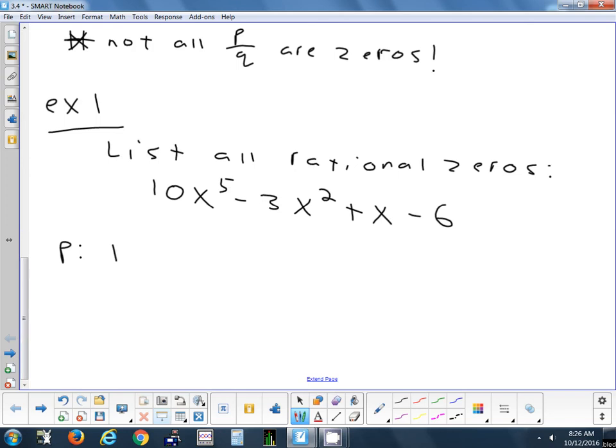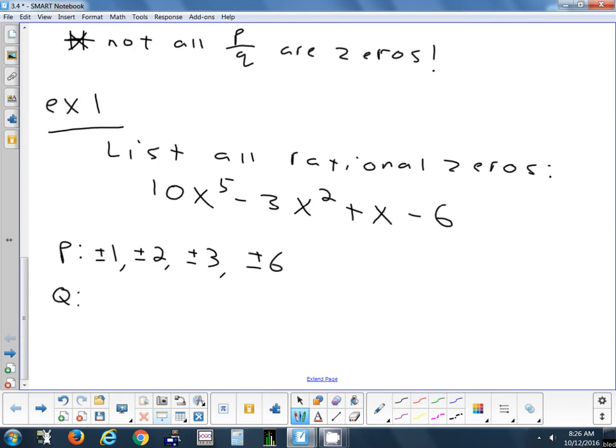1, 2, 3, and 6. And he started to say some negatives, so of course you could have the negatives of all those as well. When I say factors of the constant, those are all the factors of this constant. And now Q, those are the factors of the leading coefficient.